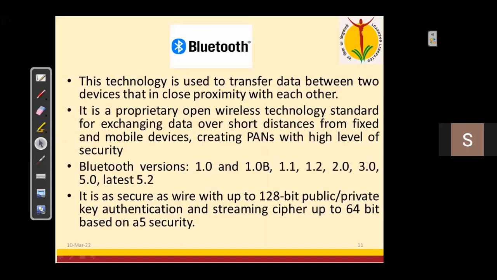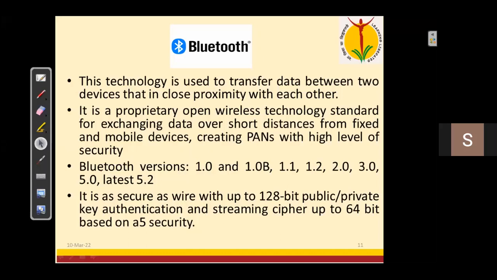This Bluetooth technology: basically, the name was given from the 10th century. The king's name was Harold Bluetooth, and he was from Denmark. He connected the two nations, Norway and Denmark, and made one kingdom. Like that, we can pair both devices and share data. Therefore, for this technology, the name of that king is given, that is Bluetooth.